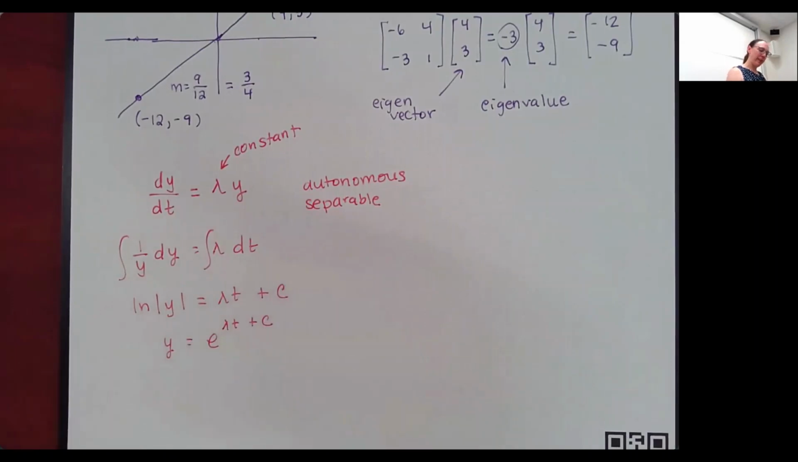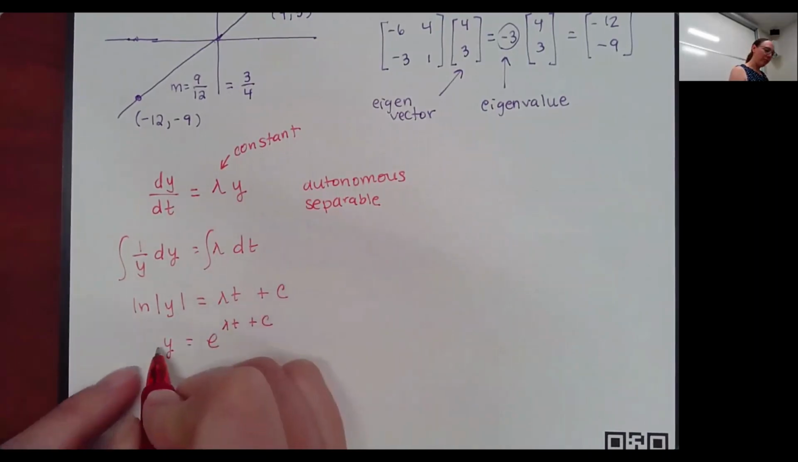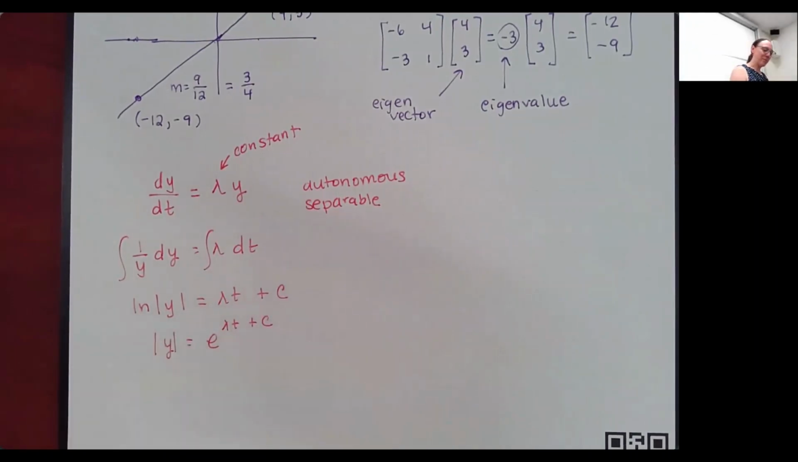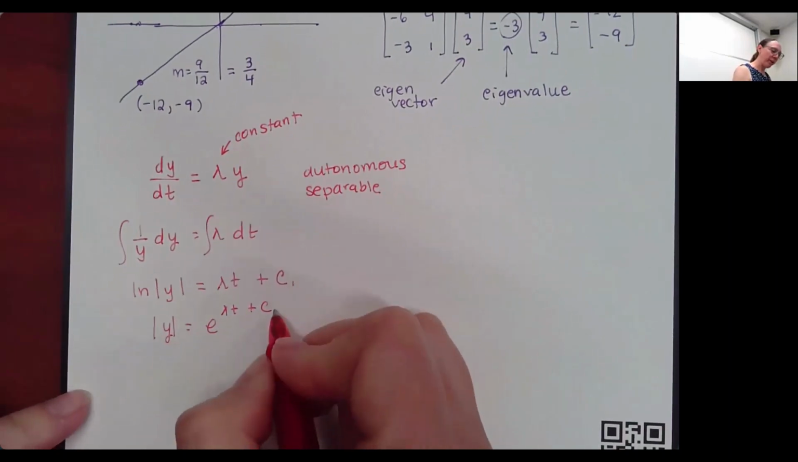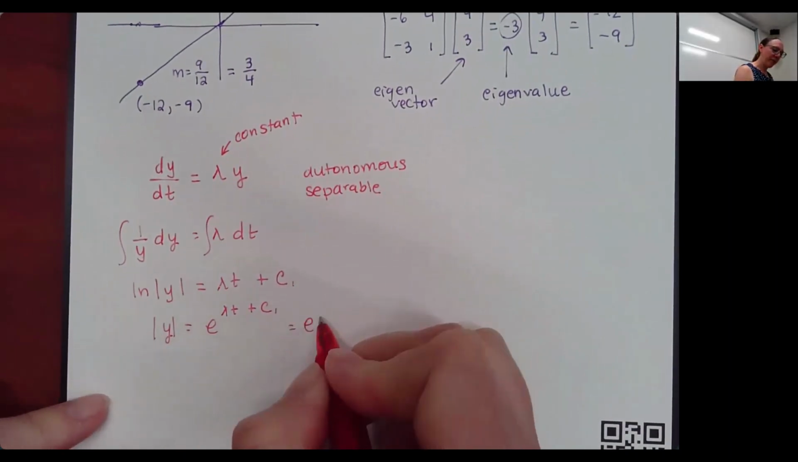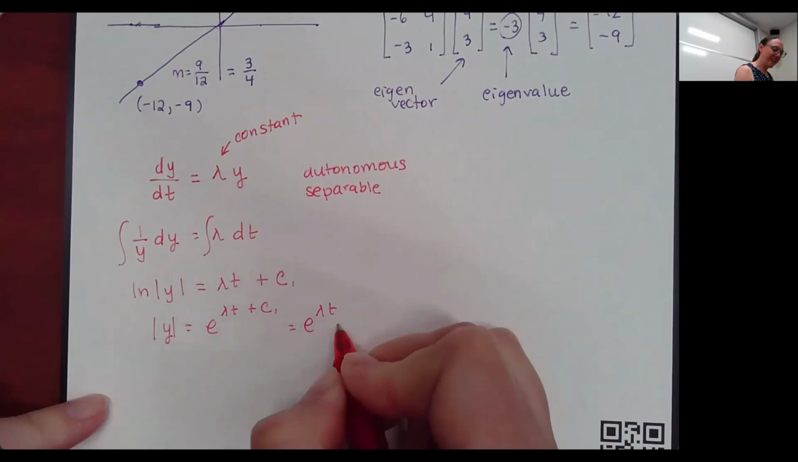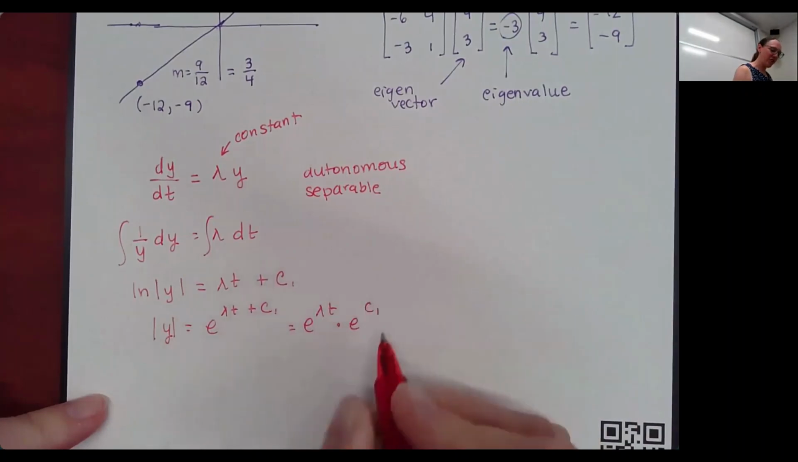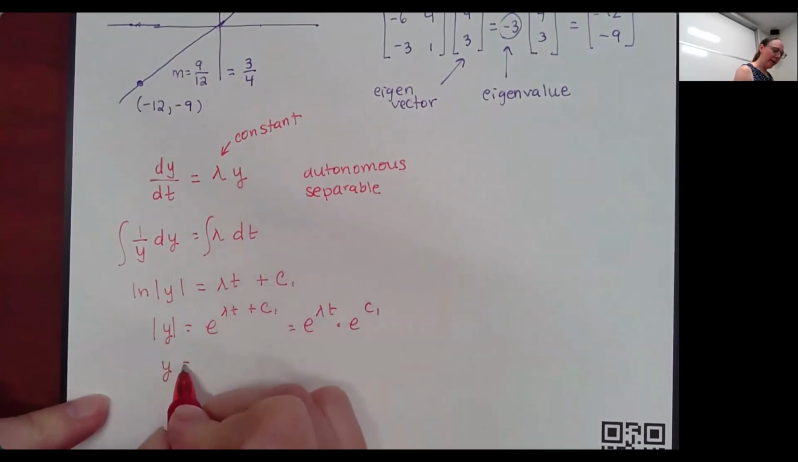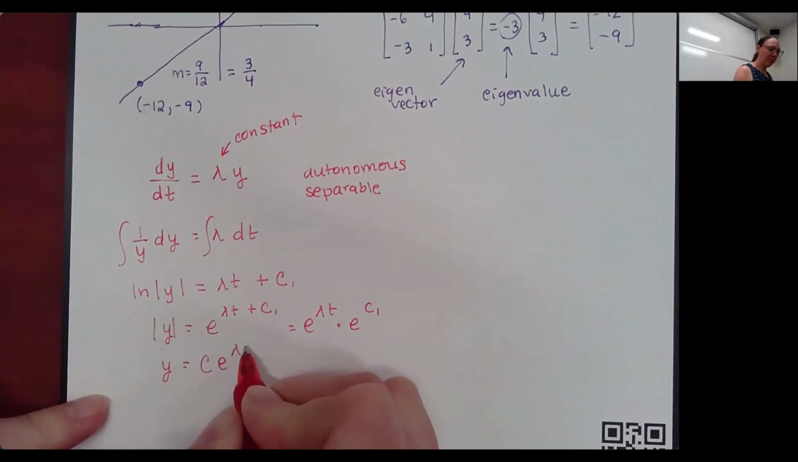And then we're going to do that trick to handle, since technically that's absolute value, we're going to do our trick over here and think about that as e to the lambda t times e to the c1 and just relabel that. So y equals c e to the lambda t.